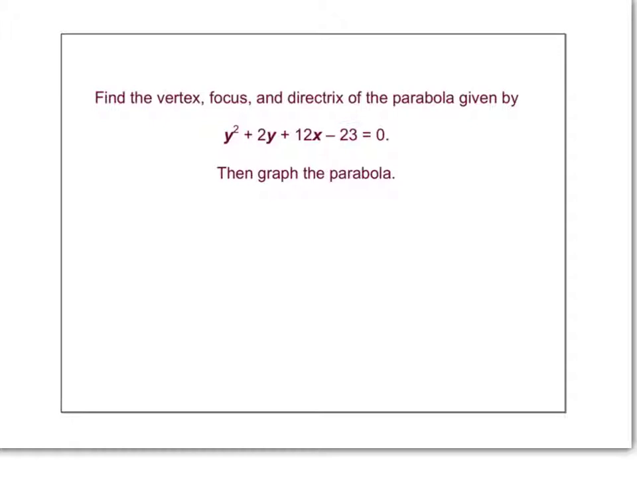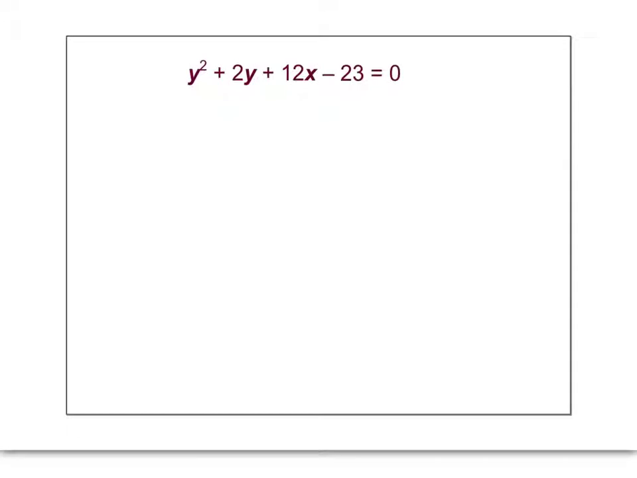So we want to find the vertex, focus, and directrix of the parabola given by the following equation: y squared plus 2y plus 12x minus 23 equals 0. Then we're going to graph the parabola. We will begin by converting the equation to standard form, and since y is the variable that's being squared, we want to get all of the y terms on the left-hand side. So that means we will be taking 12x and 23 to the other side using inverse operations.